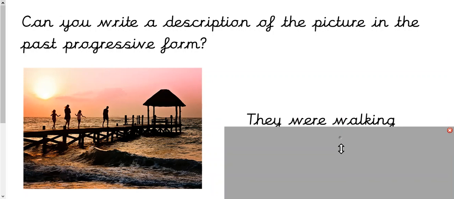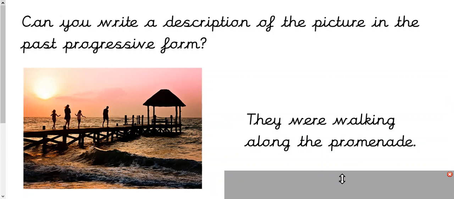Okay, my example would be they were walking along the promenade. So I've used the past tense were, and then I've used the present tense form of my main verb, which is walking.